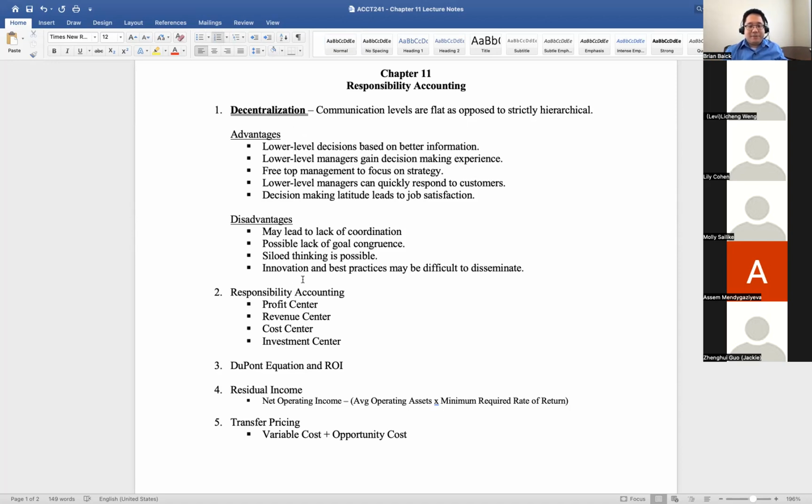So in this chapter, they talk about this idea of decentralization, right? That means communication and authority levels are relatively flat. That means that decisions are made by the boss, but also people at a lower level can also make decisions as well. Does anybody have any examples of working for a decentralized organization?